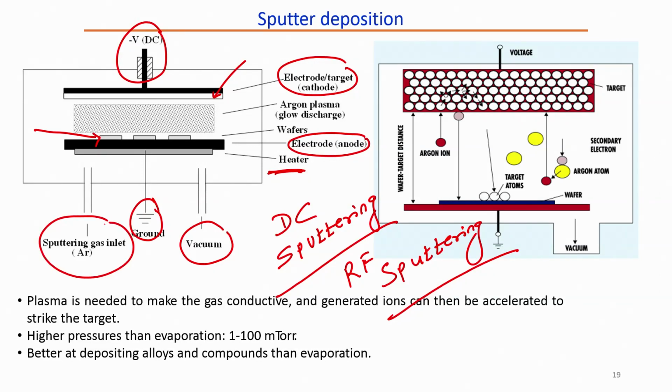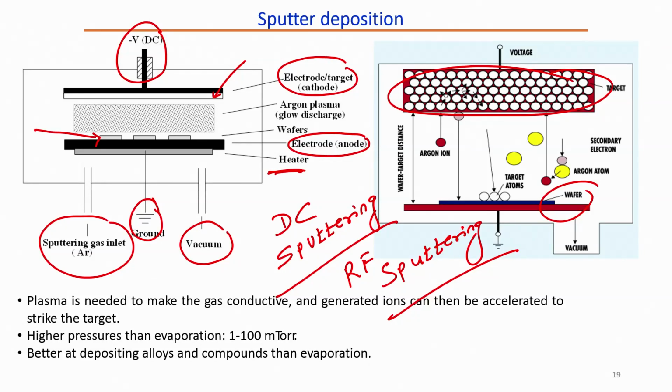argon gas is used, and generated ions can then be accelerated to strike the targets. So, the argon ions are generated from argon, and they are accelerated to bombard on the target, to dislodge the atoms from the target or targeted atoms, and this dislodged target atoms will stick onto the wafer which is at the anode. Okay.